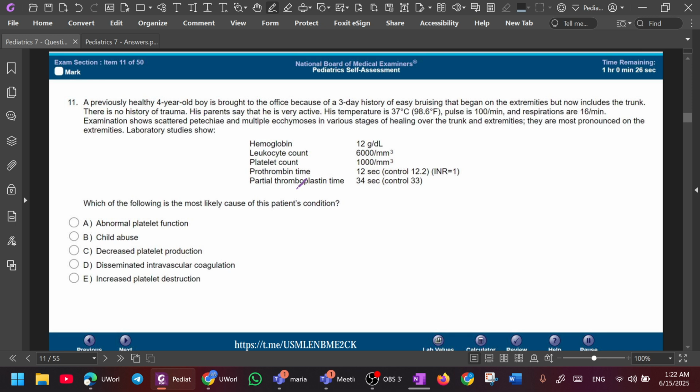A previously healthy 4-year-old boy is brought to the office because of a 3-day history of easy bruising that began on the extremities but now includes the trunk. There is no history of trauma. His parents say that he is active.